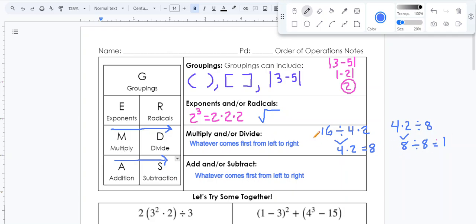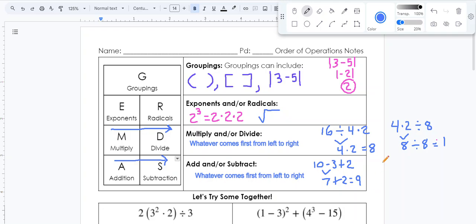Okay, so multiply and divide, you do from left to right, whatever comes first. So you can see in this example we did division first, and in this example we did multiplication first, even though both of them have multiply and divide, right? Add and subtract is the same thing. Let's say I had 10 minus 3 plus 2. All right, so I'm going to go from left to right. Minus is first when I go from left to right. 10 minus 3 gives me 7. 7 plus 2 equals 9.